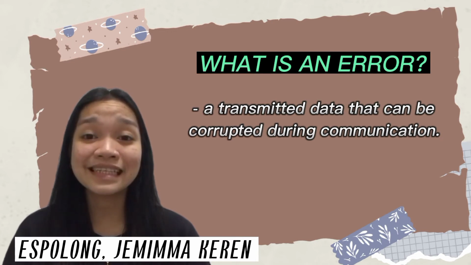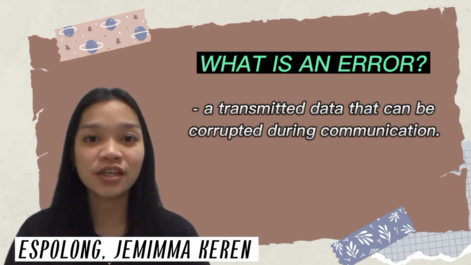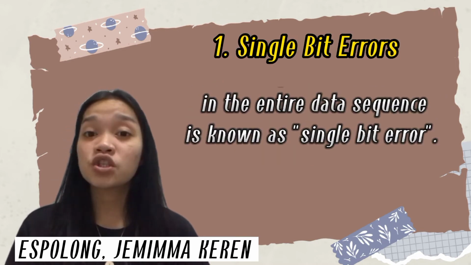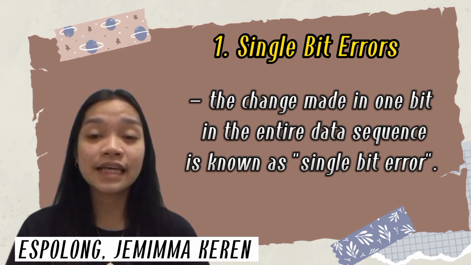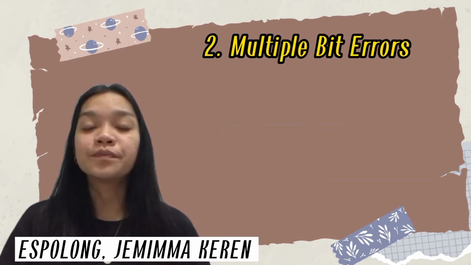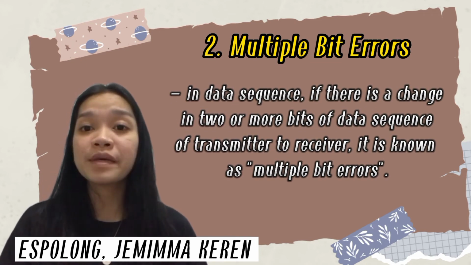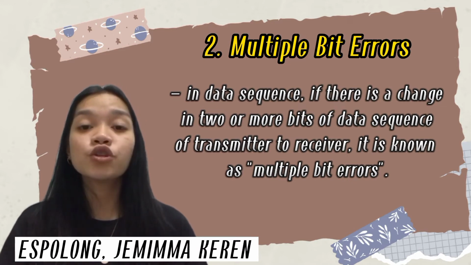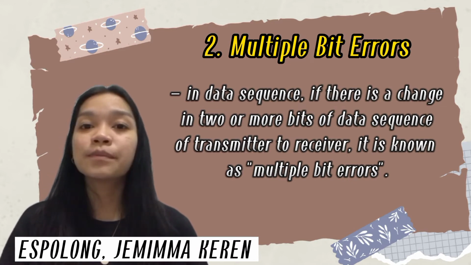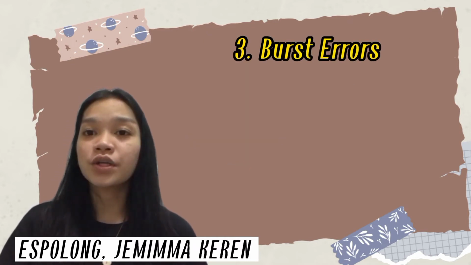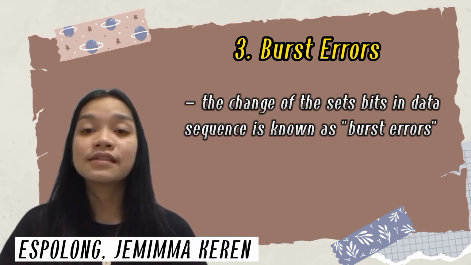What is an error? Transmitted data can be corrupted during communication. There are 3 types of error. Number 1, single bit errors. The change made in 1 bit in the entire data sequence is known as single bit error. Number 2, multiple bit errors. If there is a change in 2 or more bits of a data sequence from transmitter to receiver, it is known as multiple bit errors. And lastly, number 3, burst errors. The change of a set of bits in a data sequence is known as burst error.